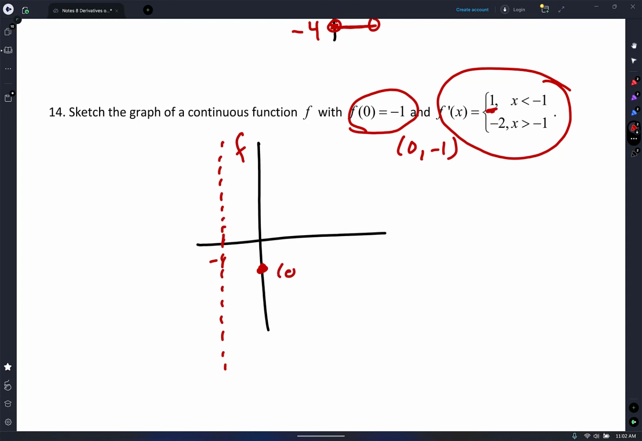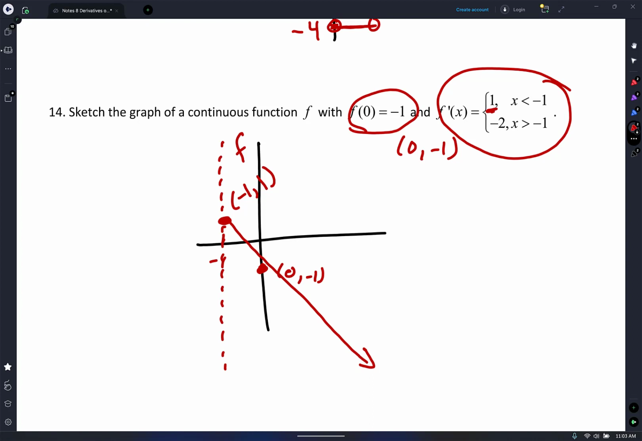So remember, that point was 0, -1. So I'm going to go up 2 and to the left once. So I'm going to go up 2, 1, 2, and to the left once. Oh, I'm already there. I went up 2 and to the left once. So that point is -1, 1. Do you guys see that? So then I connect those two. And I want a slope of -2, so there it is. I'm going downhill. Do you see how this slope is -2 to the right of -1?